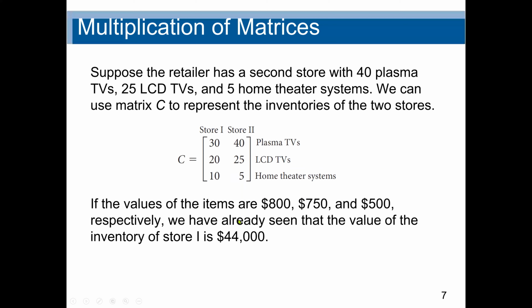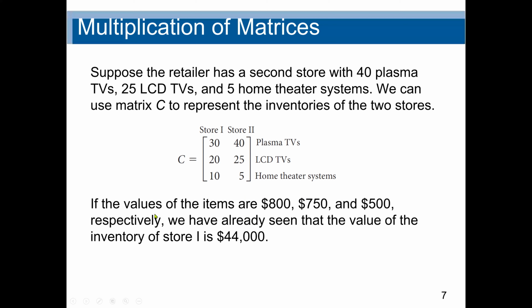Now let's move to a bigger matrix. This time our matrix size is 3 by 2, instead of 1 by 3 or 3 by 1. So the previous one we had 1 by 3 and 3 by 1, where the first matrix's columns are the same as the second matrix's rows. So this is store 1. This time the reason why we have 2 columns is that one column is for store 1 and the second column is for store 2. So both stores have different quantities.